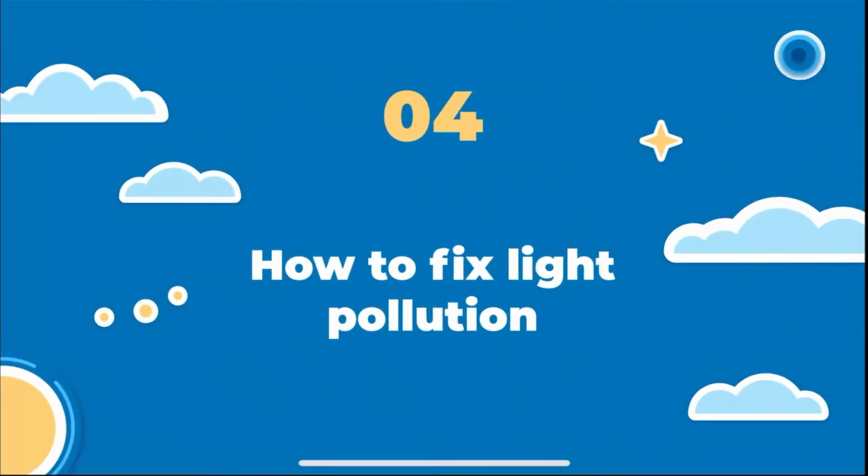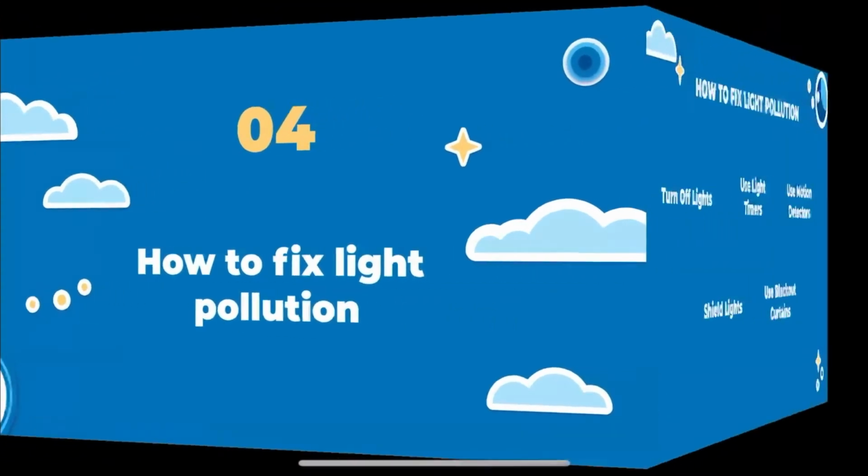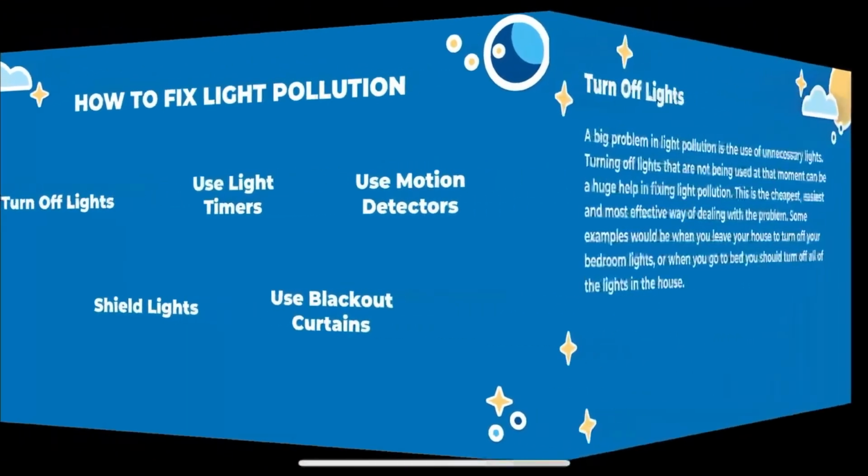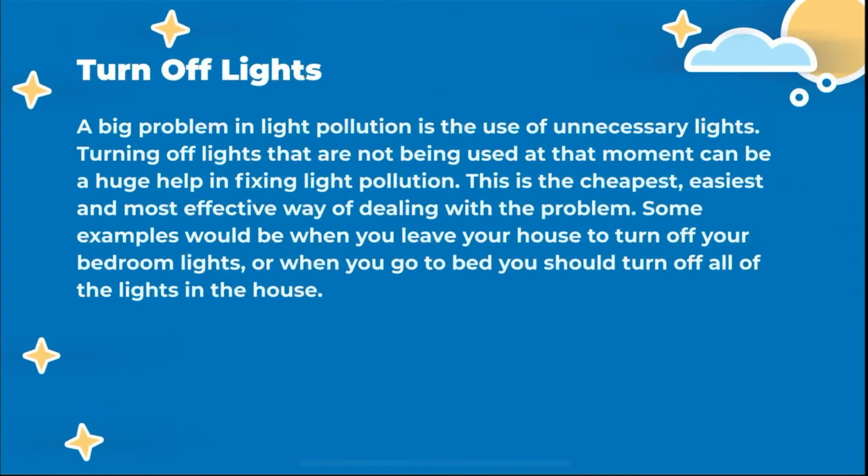How to fix light pollution. 5 easy ways to fix light pollution are turning off lights, using light timers, using motion detectors, shielding lights, and using blackout curtains. Turning off lights.